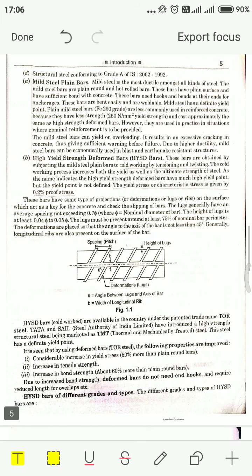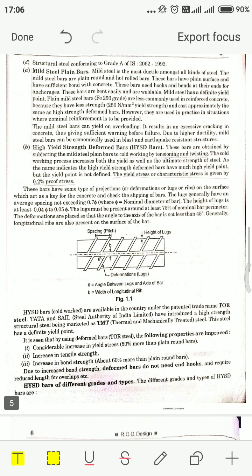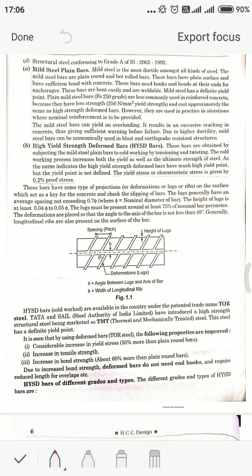These bars are obtained by subjecting mild steel bars to cold working by tensioning and twisting. The cold working process increases both the yield as well as the ultimate strength of the bars. As the name indicates, high yield strength deformed bars have a much higher yield point, but the yield point is not definable. The yield stress, the characteristic stress, is given by 0.2% proof strength. So this is how HYSD bars look.